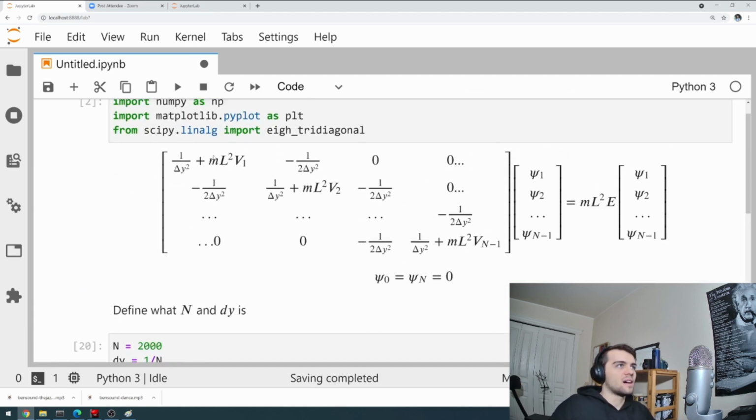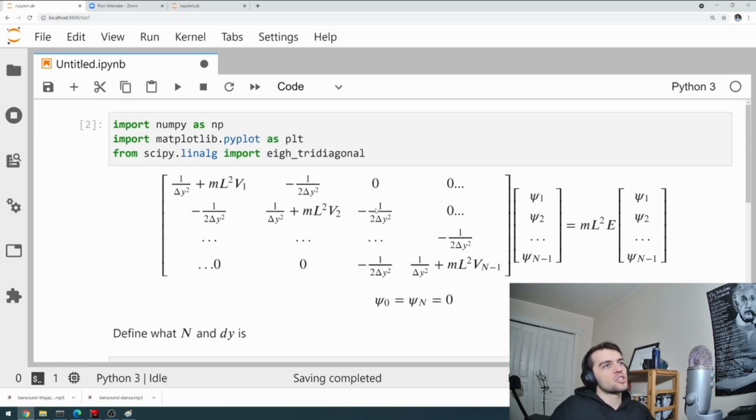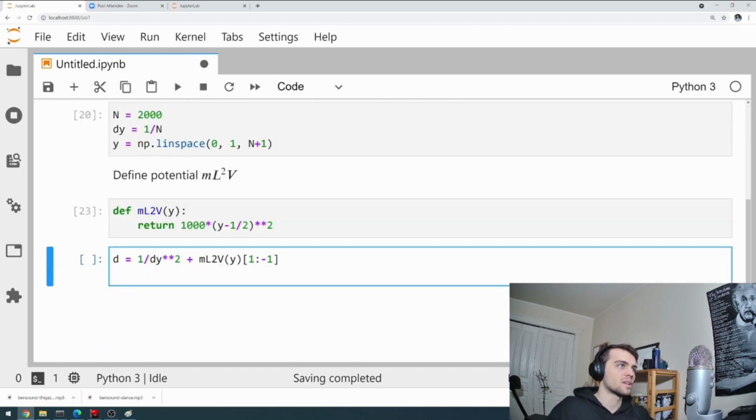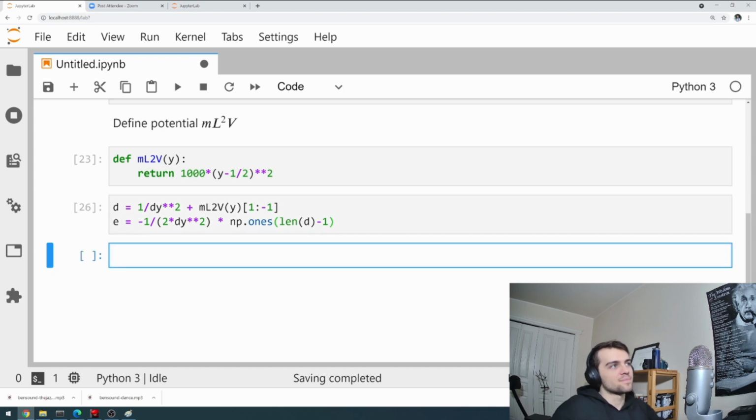And then we add v m l squared v of y, but we don't take the first point and we don't take the last point. And our off column, e, is just this repeated over and over, and this off column is of length 1 less than the main diagonal. So I'll call this e, and it's just equal to 1 over 2 times dy squared. And it's just repeated over and over, so I'm going to multiply that by an array of ones, and it's going to be one less than the length of d. So now I have my main diagonal and my off diagonal.